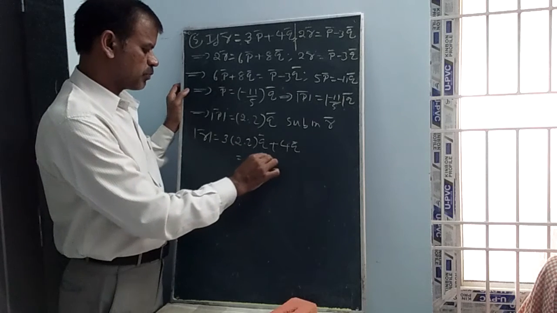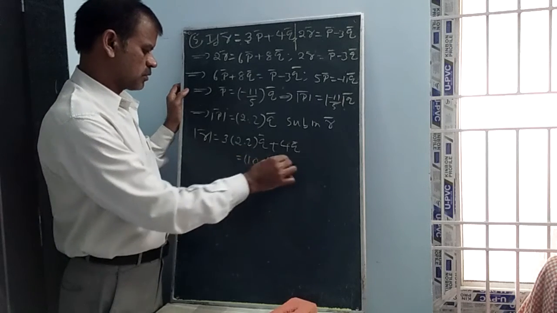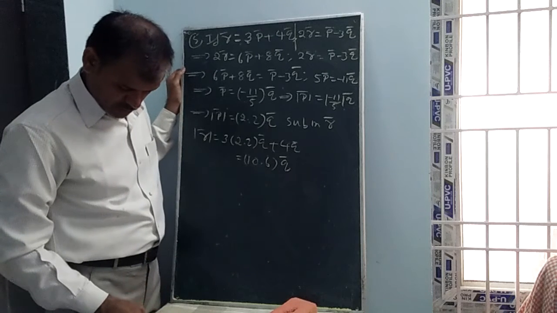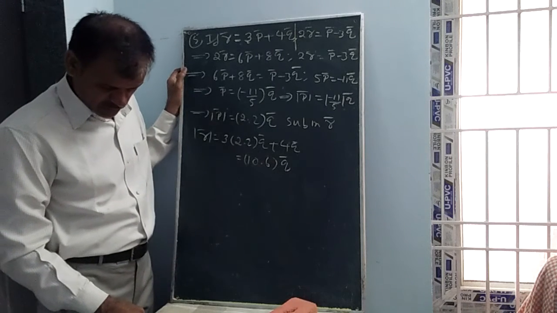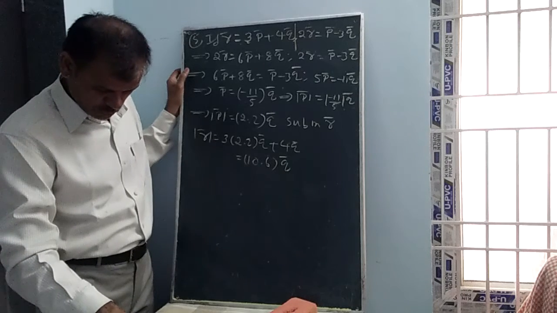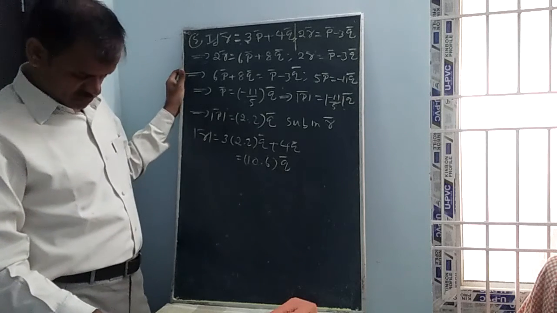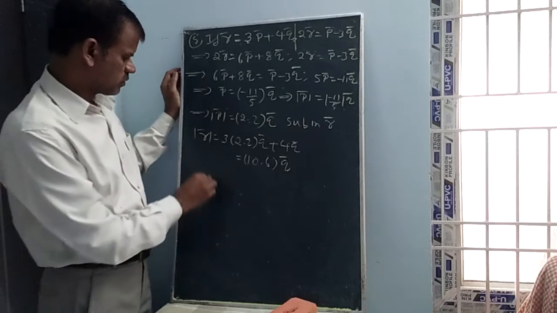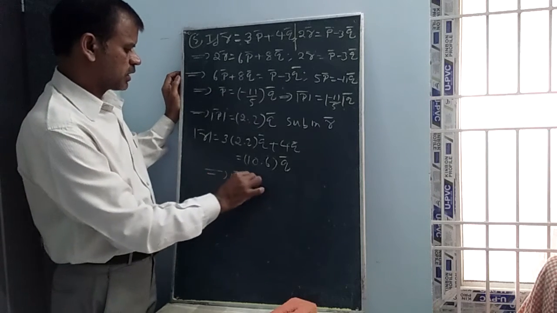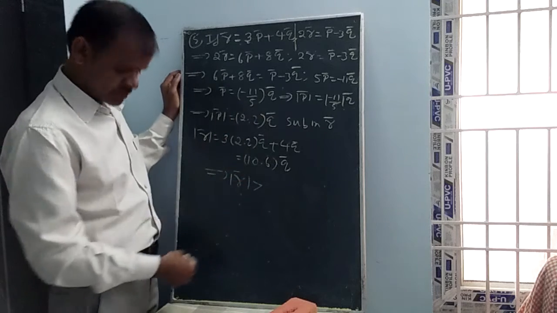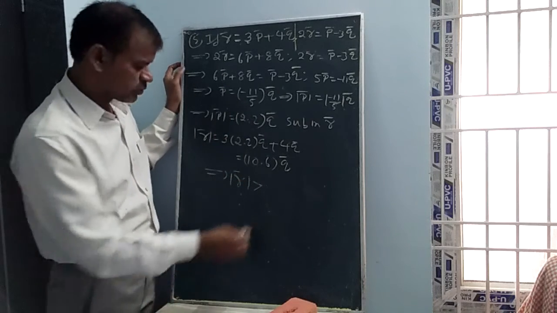6.6 plus 4, 10.6 into q bar. So according to the option we can write modulus of r bar is greater than 2q. What is 2? According to the option it is 2q. Modulus of r bar, 10.6 q, so it is greater than 2q. That's all.